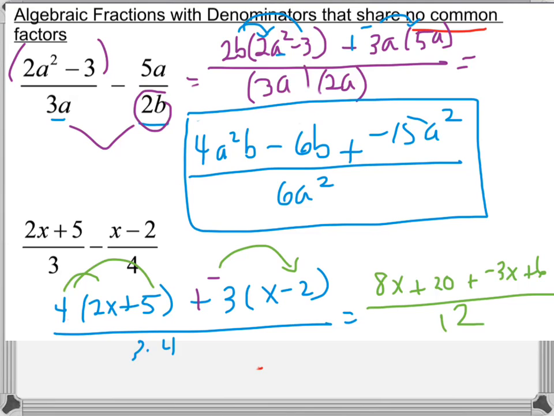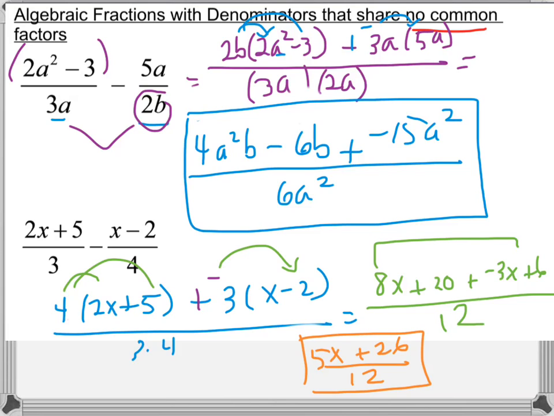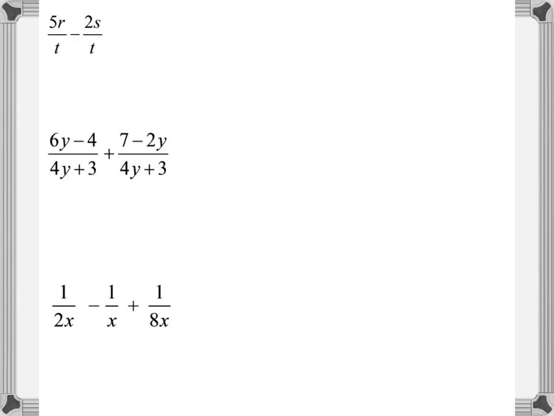Let's clean this up a little bit. These two are like terms, so I have 5x, and then 20 and 6 is 26 over 12. Okay, and again, 26 and 12 share a factor of 2, but 5x doesn't share that factor. 5x has an x and nothing else has an x, so there's nothing else to factor. Okay, I'm going to do a few more. Make sure you write these in your notes.